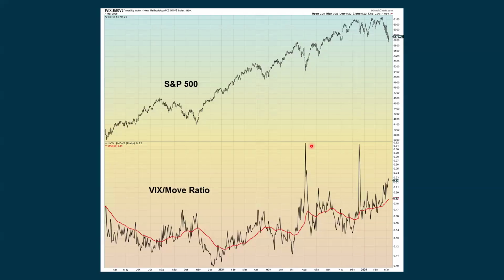Then we look at the volatility of stocks as measured by the VIX, and the volatility of bonds is measured by the MOVE index, and do a ratio. And the red line, which is what I follow the most, it's going up as we're seeing more volatility coming into the market as the S&P has been under pressure.